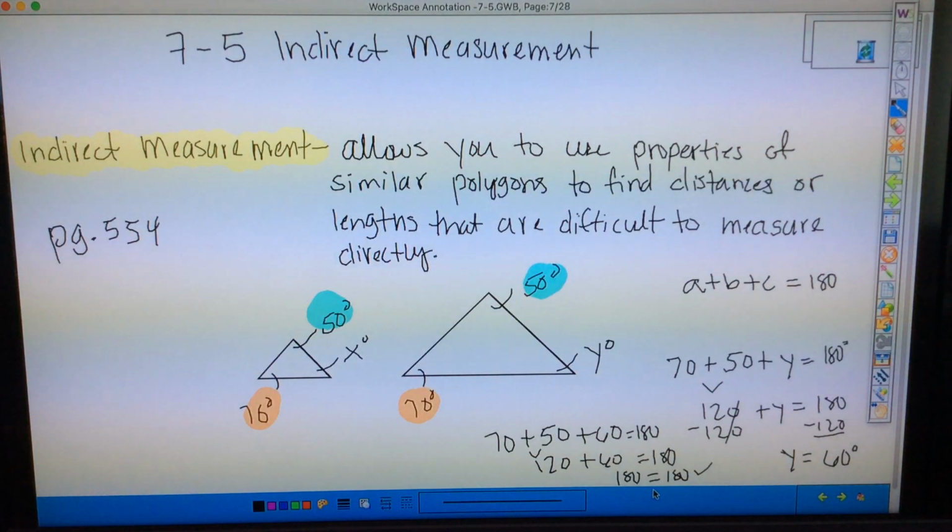So you might be asking yourself, well, couldn't I just subtract 70 and 50 from 180? Yeah, that'll work. Either way, you're going to get 60. So this is one of the ways you're going to use indirect measurement today.